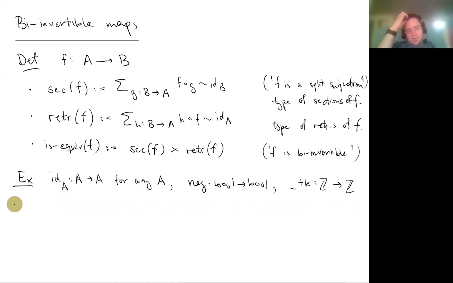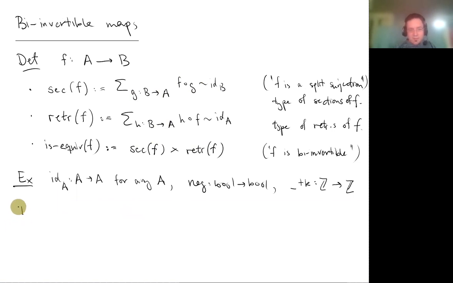So now you're probably thinking, well, this is a bit complicated. Why don't I just say that to be an equivalence, I have to have an inverse, so a map in the other direction, a single g, such that f after g is homotopic to the identity, and g after f is homotopic to the identity? And that's a very good question.